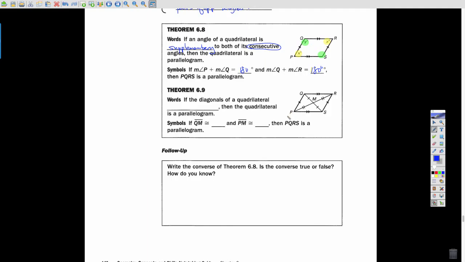Last theorem, remember what happens to the diagonals if I have a parallelogram? If the diagonals of a quadrilateral bisect each other, then this is also a parallelogram. So in other words, if QM is congruent to MS, and PM is congruent to MR, then I've got a parallelogram PQRS. So finish writing the converse of these two theorems and see if you can make a connection to the properties that we learned in the last unit.